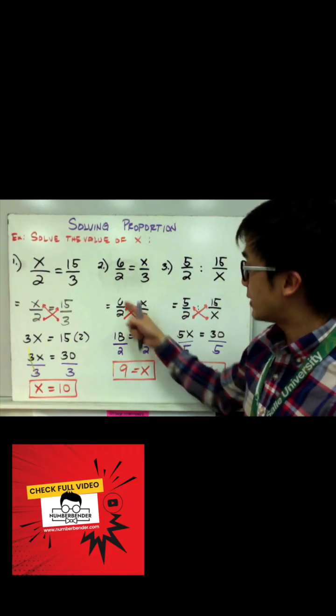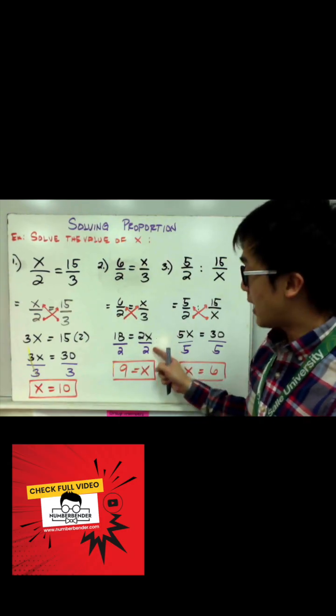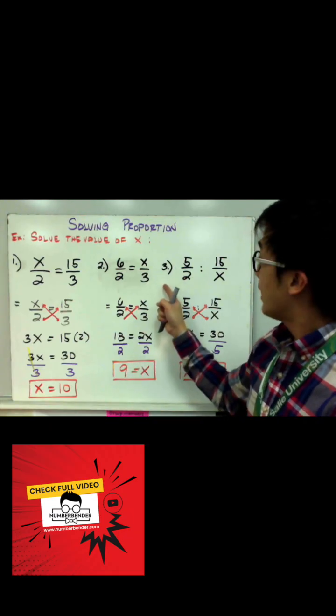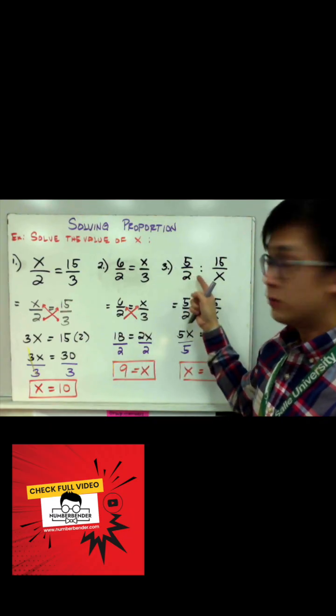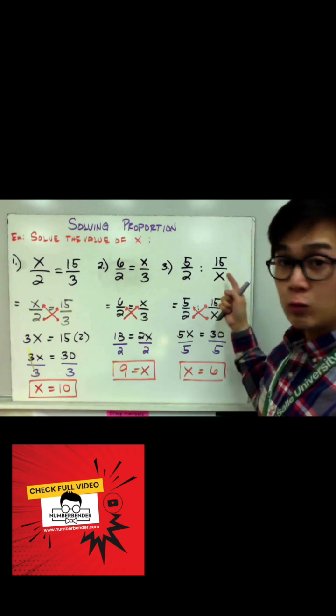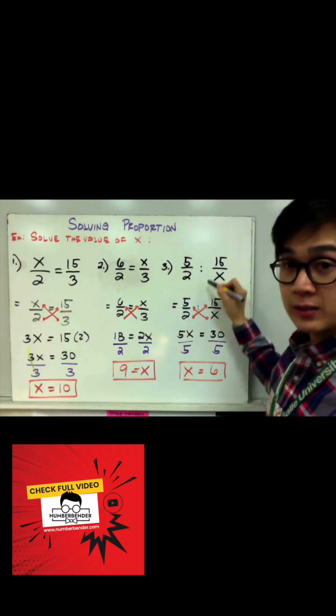So 3 times 6 is 18. 2 times x is 2x. Have x by itself, so x is equal to 9. So for example number 3, if I have 5 over 2 is to 15 over x, to solve for x, I will need to cross multiply. So x is now the denominator of my second fraction.